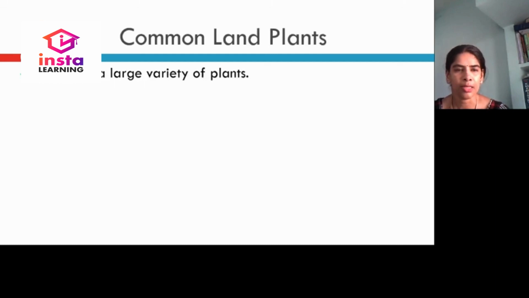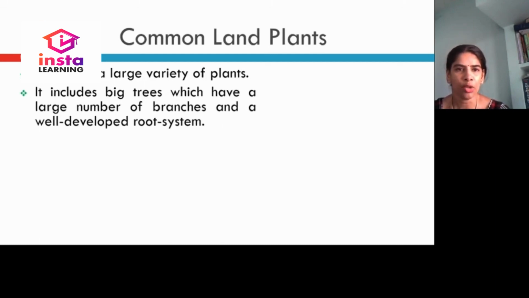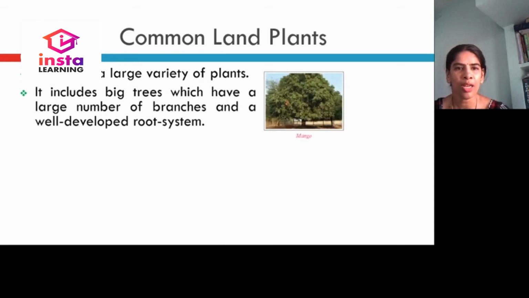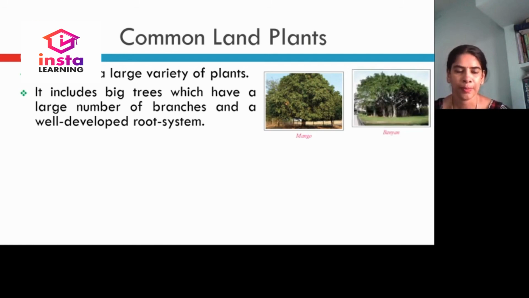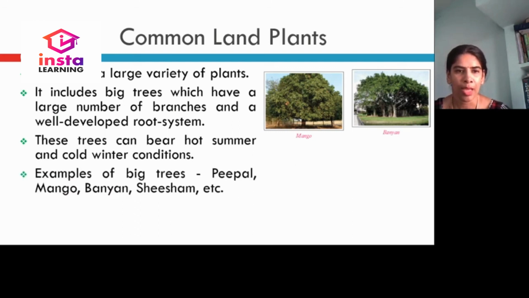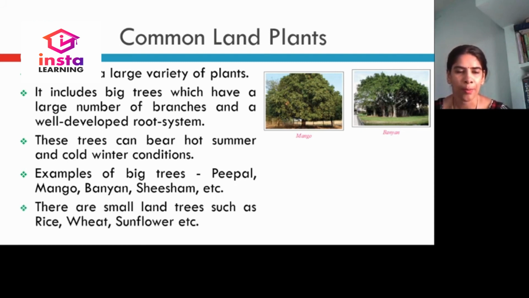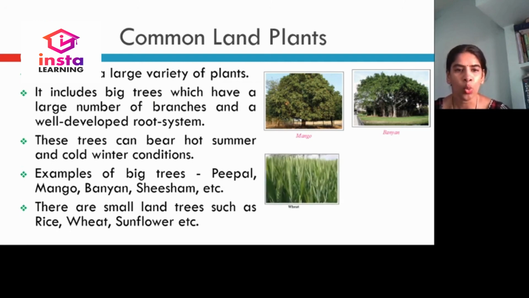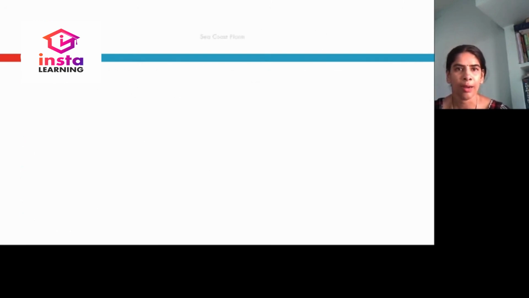Common land plants. It includes a large variety of plants, including big trees which have a large number of branches and a well-developed root system. These trees can bear hot summer and cold winter conditions. Examples: peepal, mango, banyan, shisha, etc. There are also some small land plants such as rice, wheat, sunflower, etc.